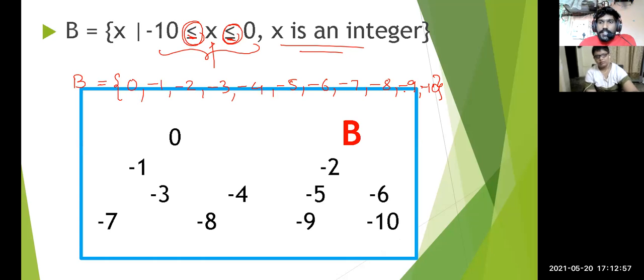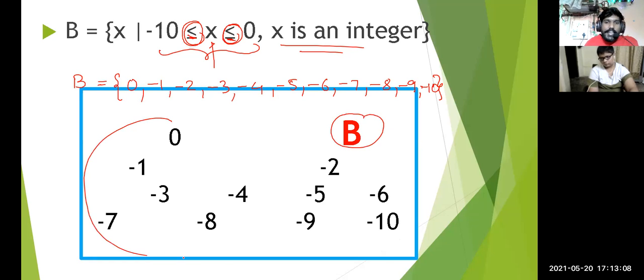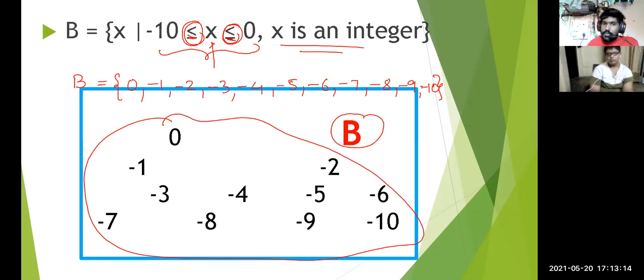And this you can denote using a Venn diagram. I've used a rectangle, and this is B, and these are all the elements. You can write them anywhere inside the rectangle. Okay, so is this clear? Yes, sir.